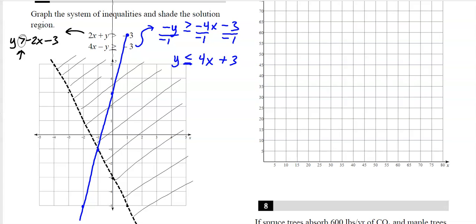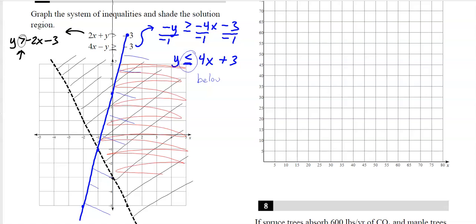And now I got to get my shade right. It's less than, so that means I'm going to shade below. So that means I'm going to be coming down this area. And so the overlap region that got double shaded would basically be all of this stuff right there. Maybe that side of the x would be all the ordered pairs that make that whole system, both equations or inequalities, true.